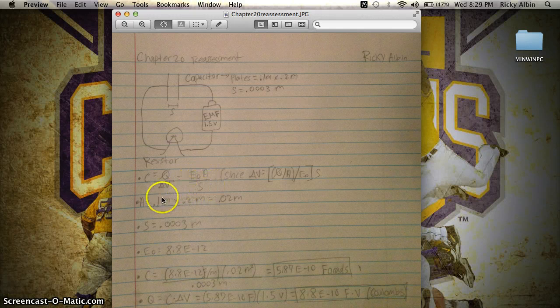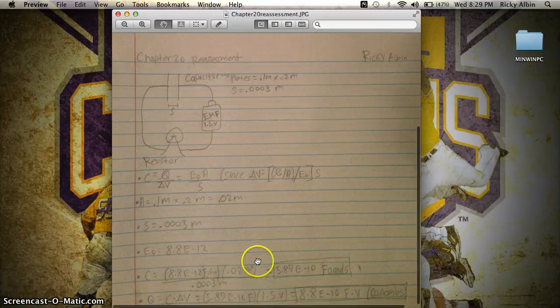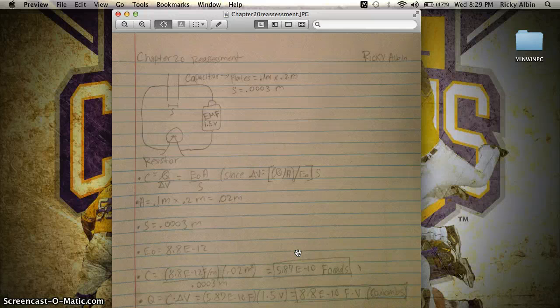And you end up with epsilon naught times the area of the plates, over the separation of the two plates. Here I'm just showing the two values that we're going to plug in. The area is going to equal 0.02 meters, and it looks like I forgot the square there, but oh well. And then the separation is 0.0003 meters, and epsilon naught is 8.8 times 10 to the negative 12. Whenever we calculate it, we get 5.87 times 10 to the negative 10 farads.